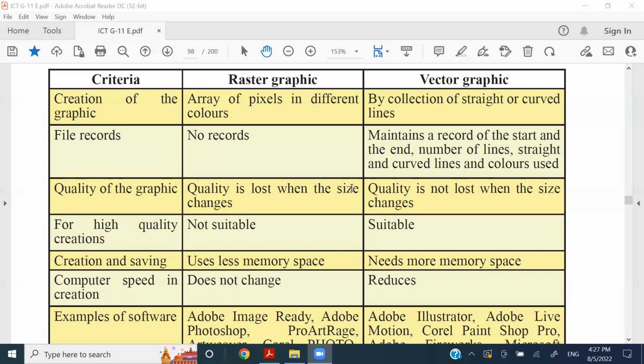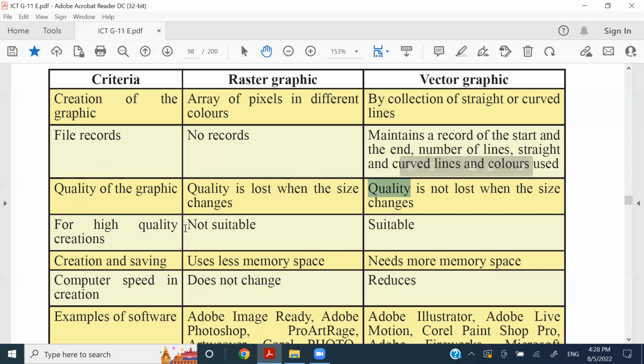When it comes to raster graphics, it does not contain a lot of records regarding the picture. It's just the pixels and what the colors are. And vector graphics maintain some particular records. Because of this, vector graphic capacity is bigger than raster graphic capacity, right? If you take the same picture as a raster and as a vector, you are going to find the vector graphic has more capacity than the raster, right? So when compressed, raster graphics will lose quality, vectors do not, right?